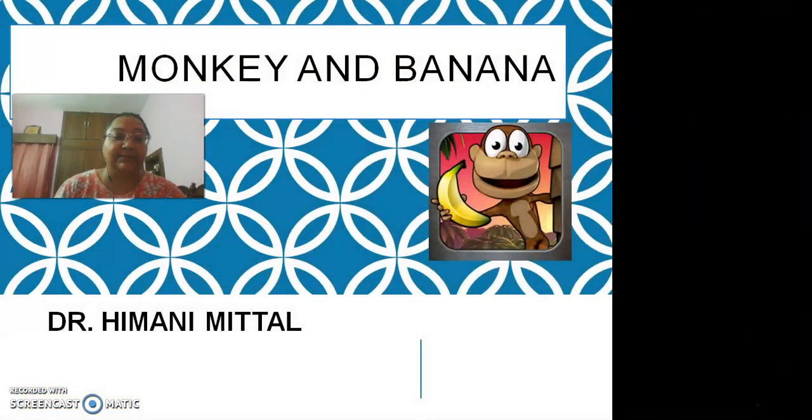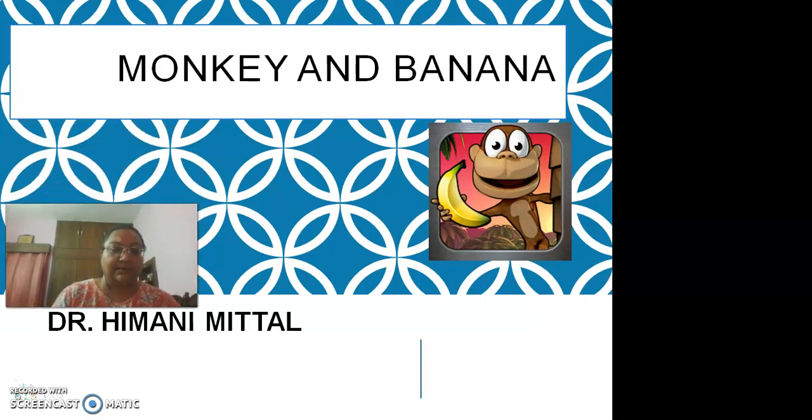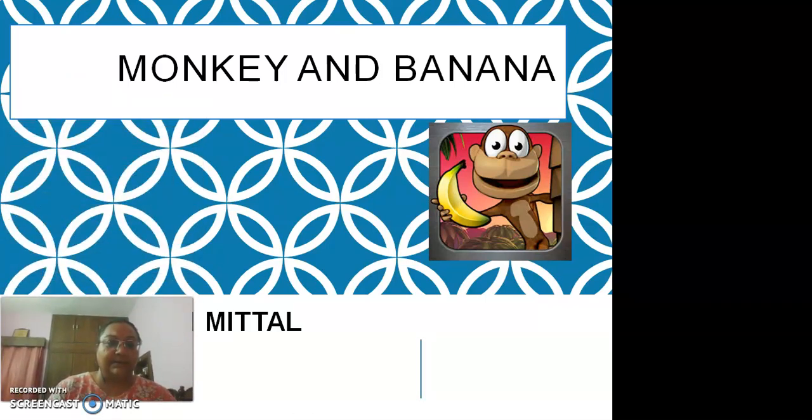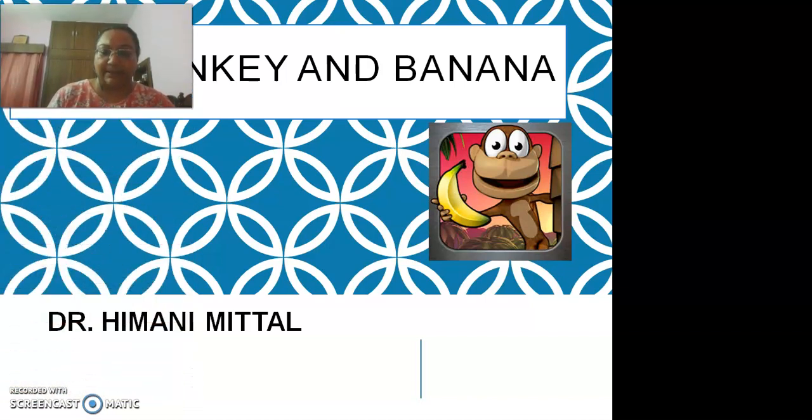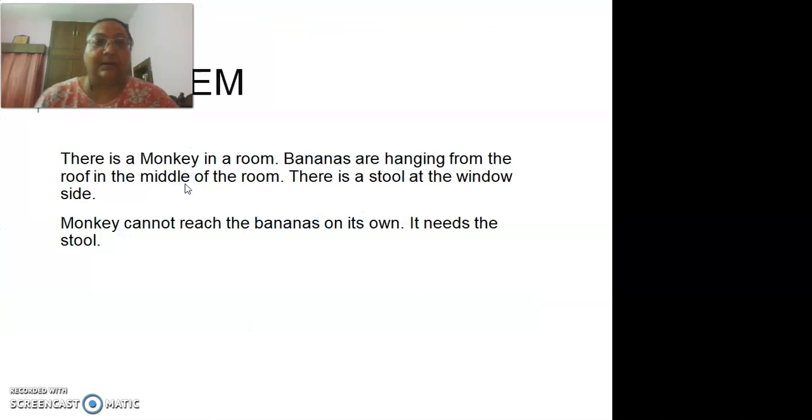So let us begin. In the monkey and the banana game, first of all, what is the problem? The problem is that there is a monkey in a room and there are bananas which are hanging from the middle of the roof. So the monkey wants to eat these bananas.